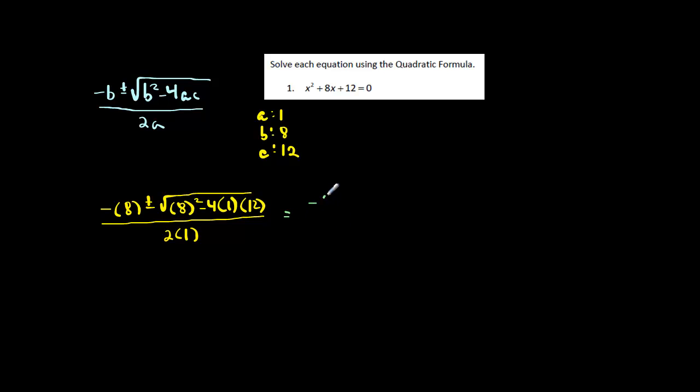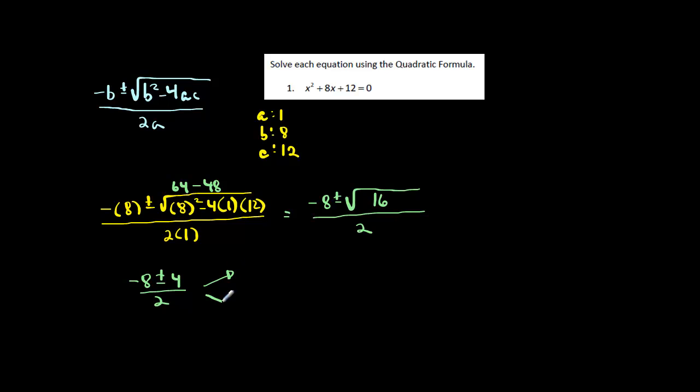Simplify. Opposite of 8 plus or minus, 8 squared is 64. Negative times a positive is a negative. 4 times 1 times 12 is 48. So that becomes 16 in here. 2 times 1 is 2. So we can simplify that. Negative 8 plus or minus 4, divided by 2.